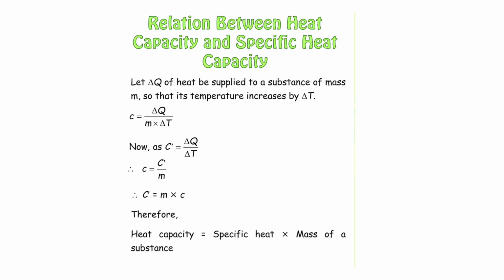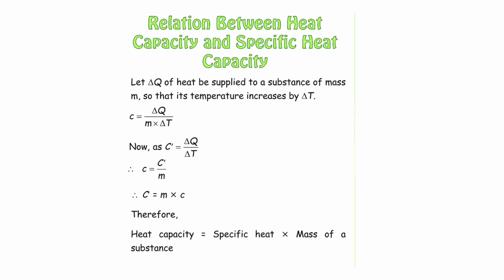Let delta Q be the heat supplied to the substance, M the mass we considered, and the temperature increase we can consider as delta T. Now the specific heat capacity formula is C equals 1 by M times delta Q divided by delta T. We already know how to define the heat capacity, that is C dash equals delta Q divided by delta T. Now substituting in the above relation, specific heat capacity C equals heat capacity divided by M.